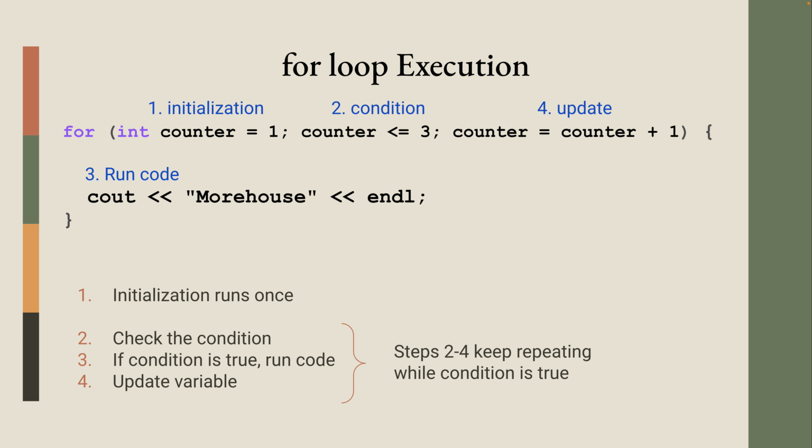So step 2, we're going to check the condition. What's the value of counter right now? 1. 1, that's less than or equal to 3. The next line we run, it seems like it would be this. And this is a super key distinction. The next one that actually runs is all the code inside the loop. So we print out Morehouse, and then finally we do step 4, which is to increase counter. Can anyone guess why that update is happening after the code runs?